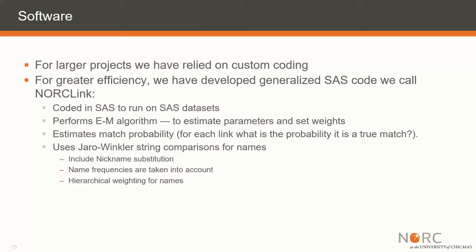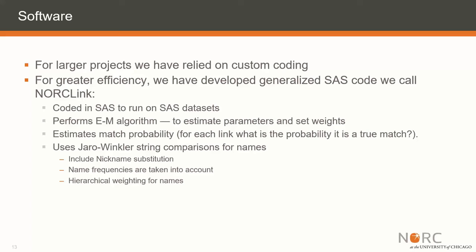And then software. There's a lot of record linkage packages out there. I will just say, at the beginning of the talk I did talk about Bayesian record linkage, and one of the issues with Bayesian record linkage is that, as far as I'm aware, there aren't that many existing software options for doing this, which is one reason to favor something more standard like what I'm presenting here under Fellegi-Sunter. So for larger projects, we have relied on custom coding, and mainly because I've been working in SAS for a long time, the custom coding would be in SAS. It may seem SAS is not the perfect language for this, but in order to have greater efficiency for small projects, we've also developed generalized SAS code in a package which we call NorcLink. Of course, again, it's also written in SAS, running on SAS datasets.